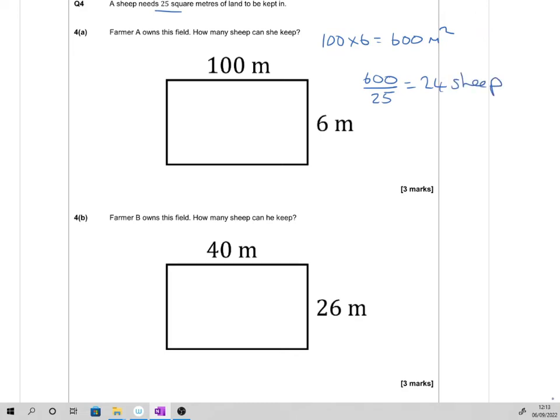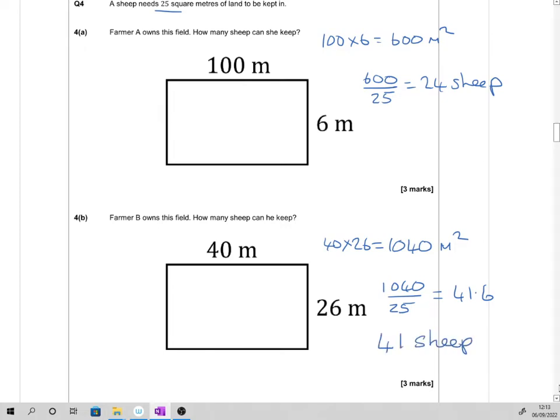How many sheep can he keep? Yeah, so we got 40 times 26. Did we do that just now? Yeah, 1040. It's still in my calculator, that number, meters squared. So we do 1040, assuming he's got the same kind of sheep, divided by 25 equals 41.6. Can't have a 0.6 of a sheep, so we round it down to 41 sheep.